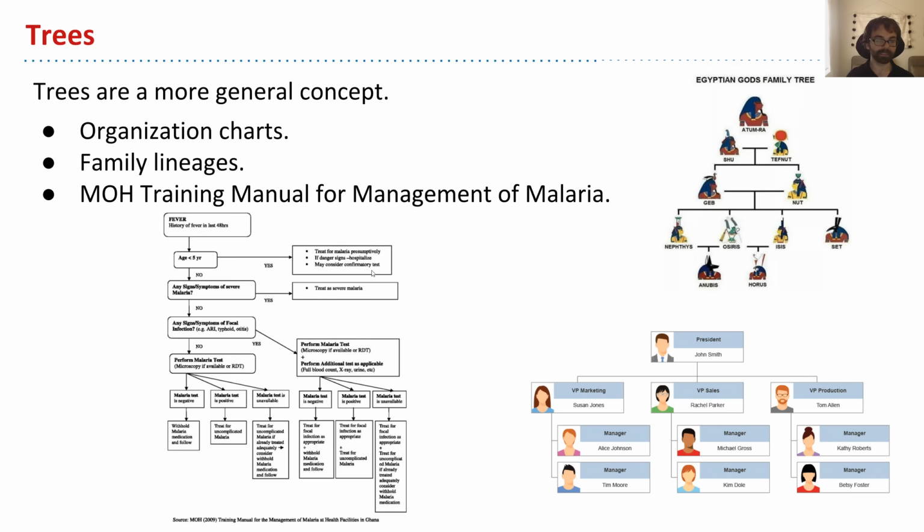And then here is just some random training manual for the management of malaria that I found. It is also a tree. It's a sequence of decisions that you make in trying to manage malaria. So if someone has a history of fever and they are under 5 and they show signs of severe malaria, you should treat as severe malaria, of course. But this is where it gets more complicated as below. Okay, so trees could be used in many contexts. It's not just a data structures thing. It's a life thing.